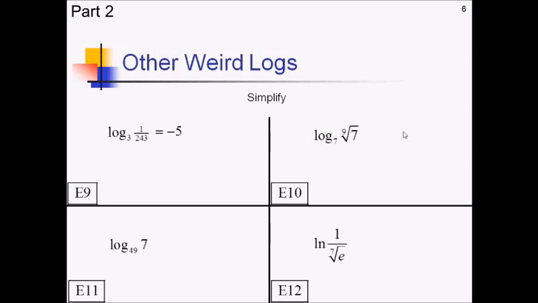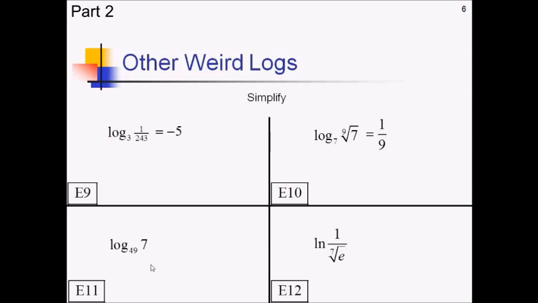Over here, we're asking, what do I have to raise 7 to get the 9th root of 7? Well, the 9th root, remember, is just the 1/9 power. So this would just be 1/9, because the bases cancel out and we just get the exponent.